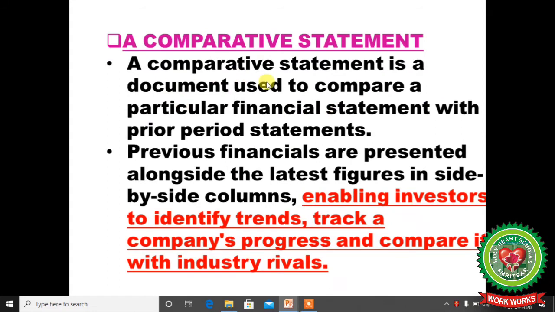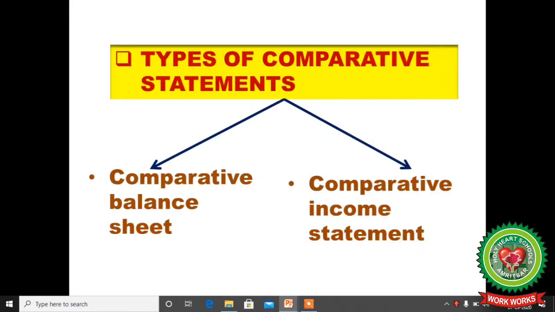A comparative statement is a document used to compare a particular financial statement with a prior period statement. Here you need 2 years of data, then only is it possible to compare the performance. There are 2 types of comparative statement: comparative balance sheet and comparative income statement. In the comparative balance sheet you know about the assets and liabilities, and in the comparative income statement the revenue and expenses.